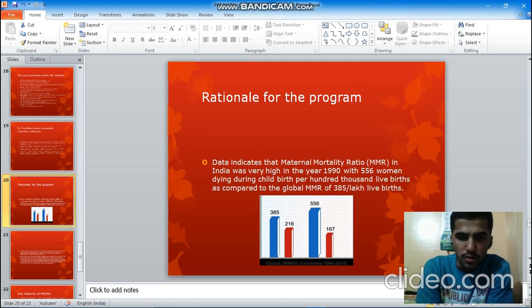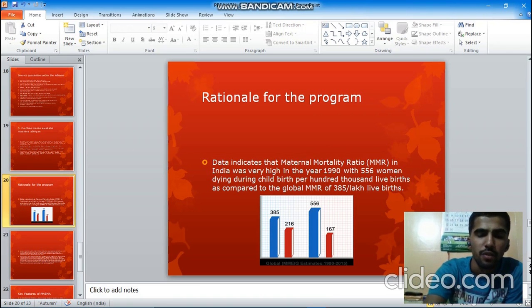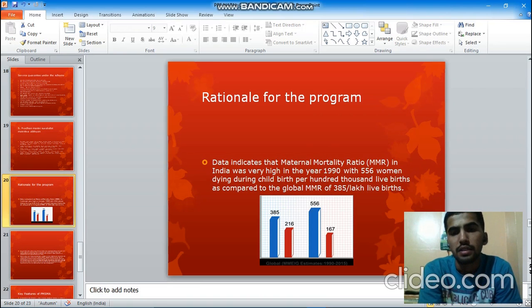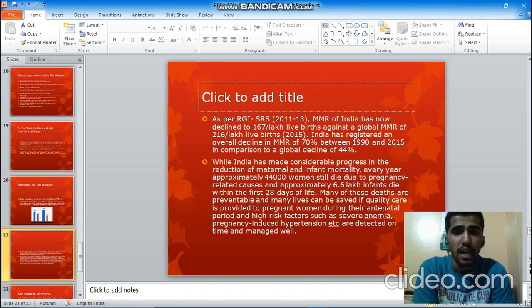So this is the ratio chart, which shows data indicating that the maternal mortality ratio in India was very high in the year 1990, with 556 women dying during childbirth per 100,000 live births, as compared to the global rate of maternal mortality of 385 per lakh live births. As per RGI SRS 2011 to 2013, the maternal mortality ratio of India has now declined to 167 per lakh live births against a global MMR of 216 per lakh live births.